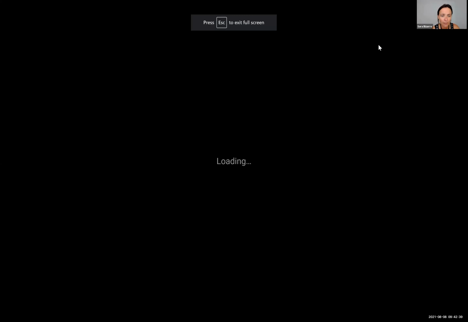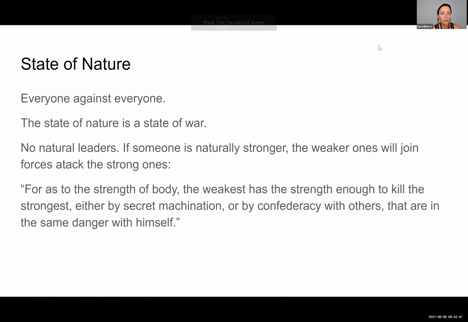There's a quote from the section: "For as to the strength of body, the weakest has strength enough to kill the strongest, either by secret machination," so if you like conspire, "or by confederacy with others that are in the same danger as himself." So eventually that's what would happen. And then, the one who lost, there would be other people that would come and challenge the group, and it would be never ending in a state of nature.